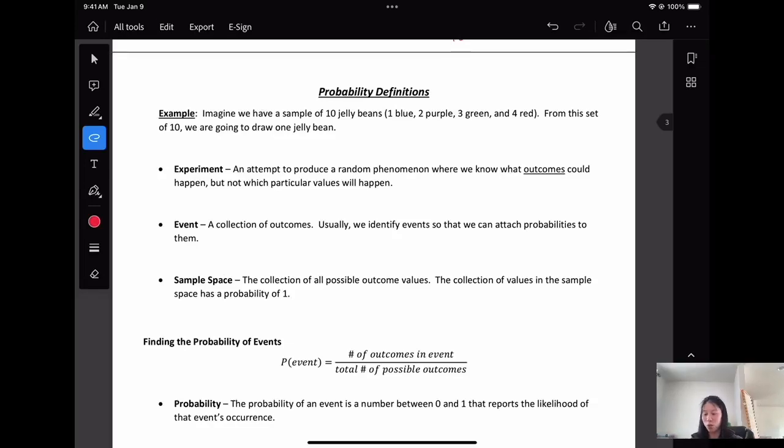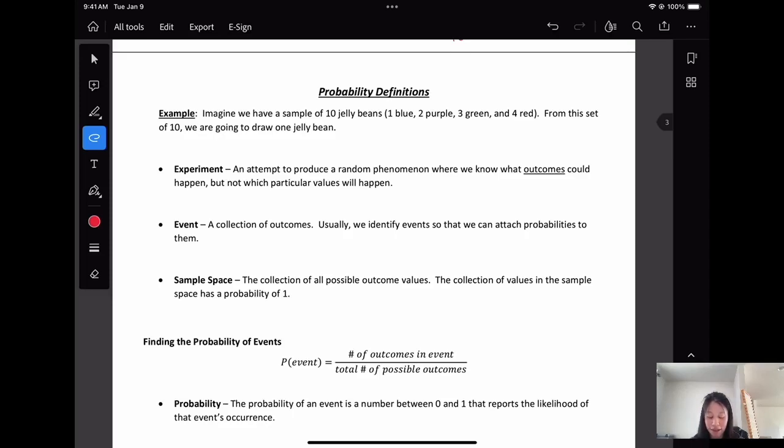Hello, in this video we're going to talk about the definitions of probability. For example, imagine that we have a sample of 10 jelly beans: 1 blue, 2 purple, 3 green, and 4 red. From this set of 10, we are going to draw 1 jelly bean. So this is the experiment.